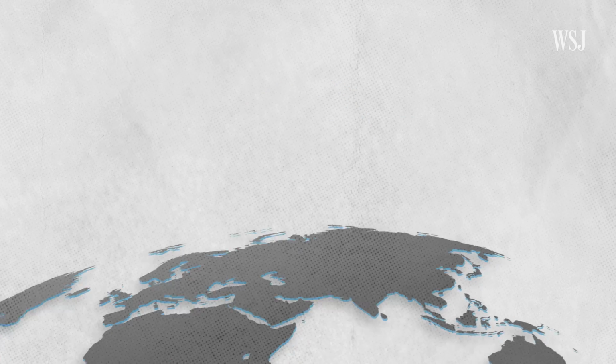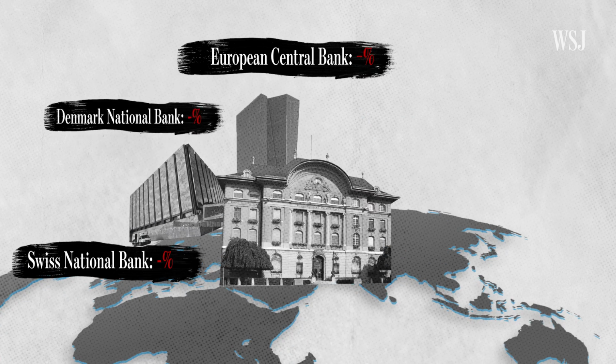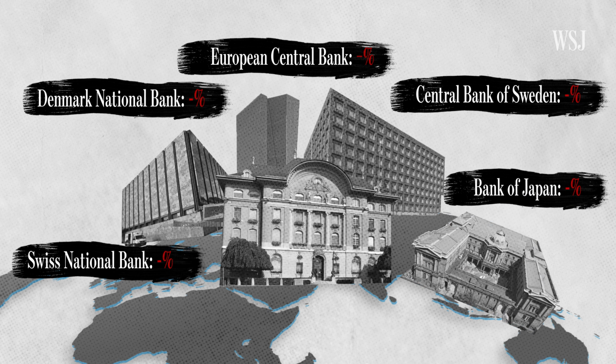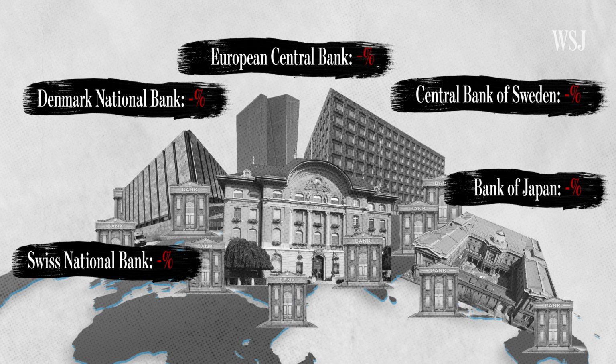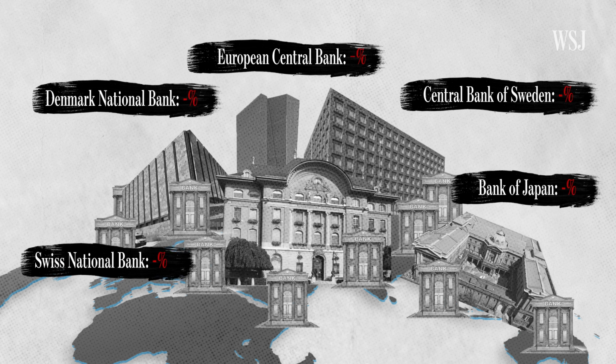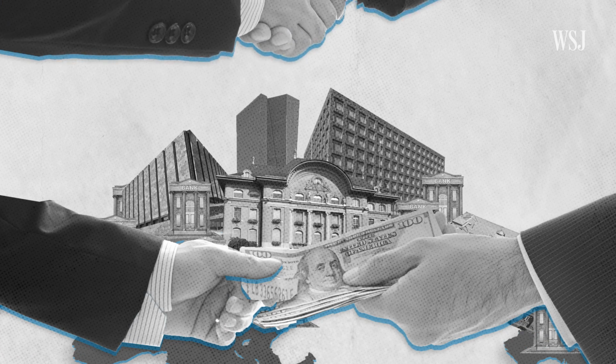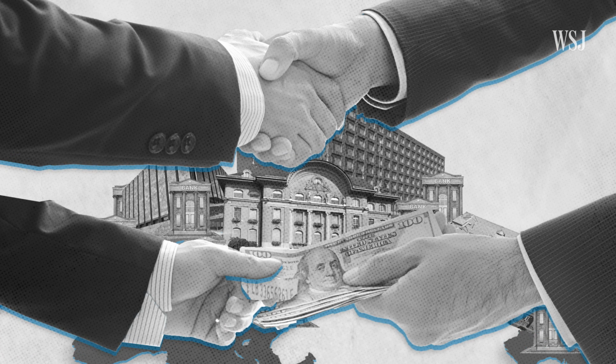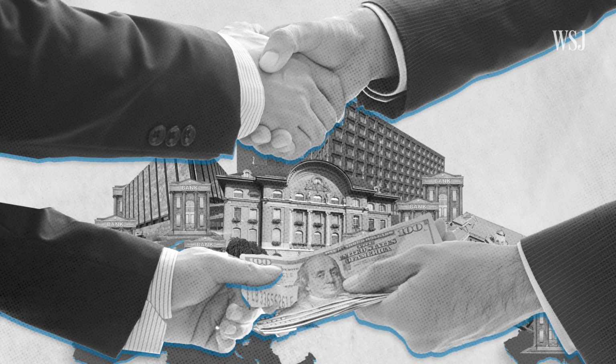The second is that several central banks around the world have set their interest rates below zero. Central banks are banks for commercial banks, so when they set negative interest rates, commercial banks must pay them for the privilege of holding their money. This incentivizes commercial banks to lower the interest rates they charge.